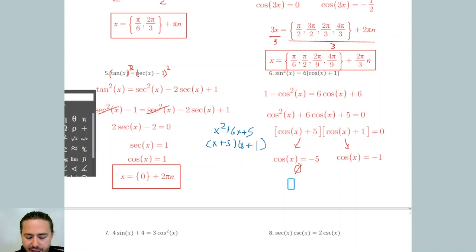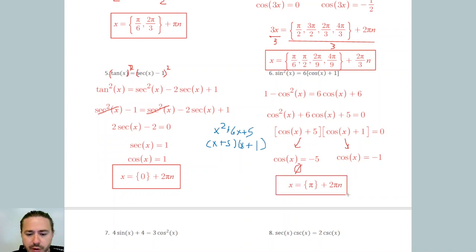So x equals, now the angle measure where cosine equals negative 1 is going to be pi. So we're going to say pi plus 2 pi n. Here's another case where you don't really need the braces, but it doesn't hurt to keep them. Okay, good.